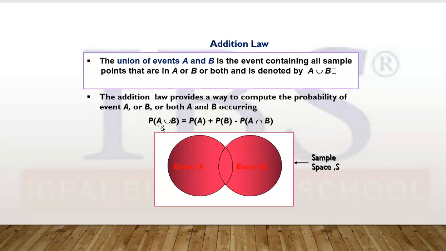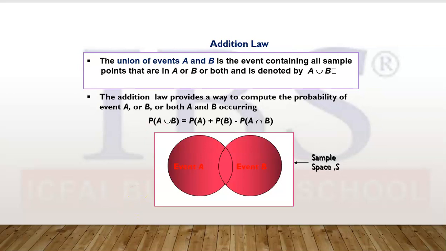Now you see there are two circles representing A and B, and there is a common area. The common area is P(A intersection B). So the total area of the two circles will be P(A) plus P(B), and you subtract the common area. So this is the addition law of probability. This is very useful in finding probabilities in questions. Now the sample space, of course, the total universal set, is the outside rectangle.